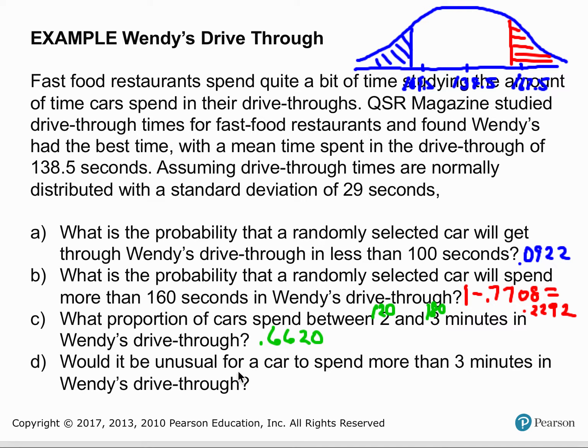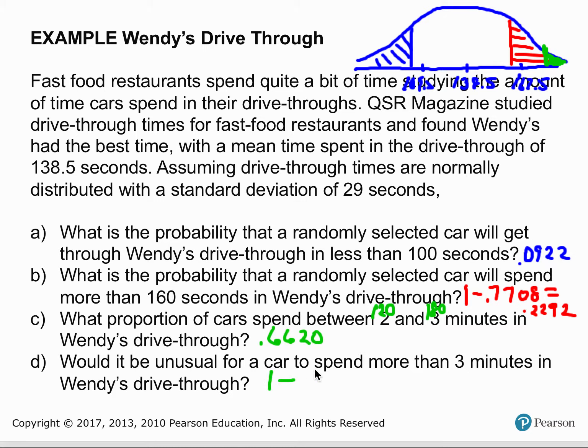Would it be unusual for a car to spend more than 3 minutes in Wendy's drive-thru? Well, more than 3 minutes, that's 180 seconds. So that would mean this part. Is that unusual? Kind of looks like it from the graph, doesn't it? But let's see. Now remember, our calculator or our chart is going to give us this part. So we've got to do 1 minus.